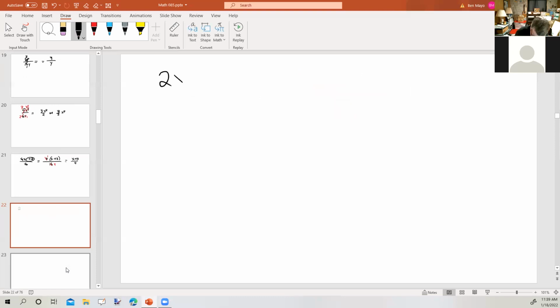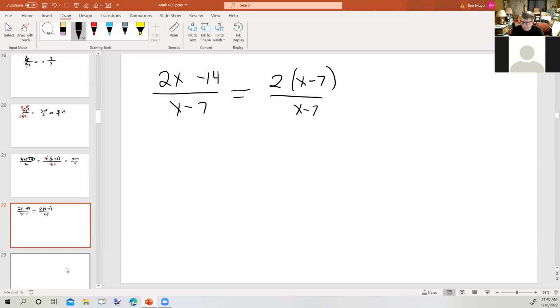How about this one? 2x minus 14 over x minus 7. You might think, well, 2x over x is 2, and minus 14 over minus 7 is a positive 2. But you can't do that because the numerator and the denominator are both made up of terms. But we could do this. We could factor the numerator. So now the factors of the numerator are 2 and the quantity x minus 7. And the whole denominator, x minus 7, is a factor. So now I can reduce those, and I get just 2. Any questions about that?